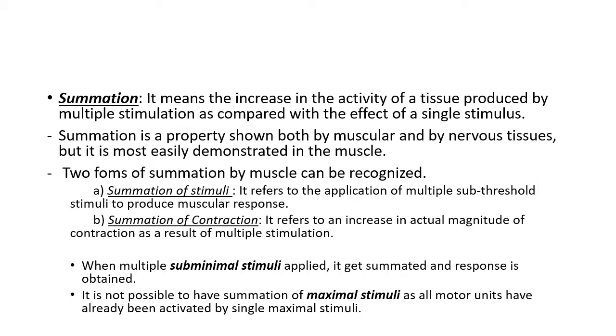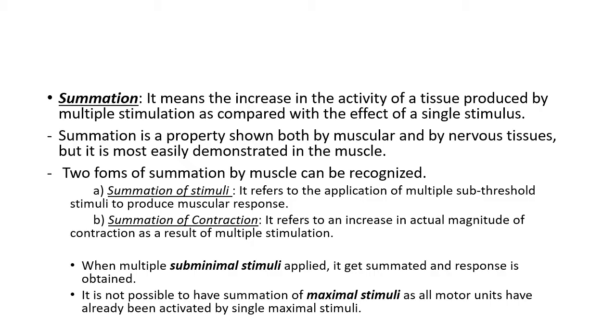Now summation. Summation means increase in the activity of a tissue produced by multiple stimulation as compared with the effect of a single stimulus. Summation is a property shown both by muscular and by nervous tissue, but it is most easily demonstrated by the muscle. Two forms of summation by muscle can be recognized. One is summation of stimuli and the second one is summation of contraction.